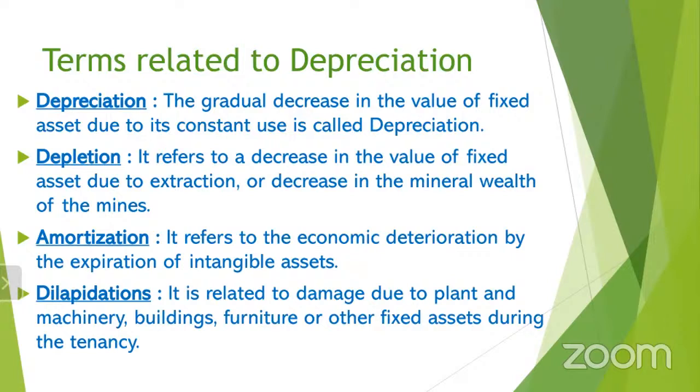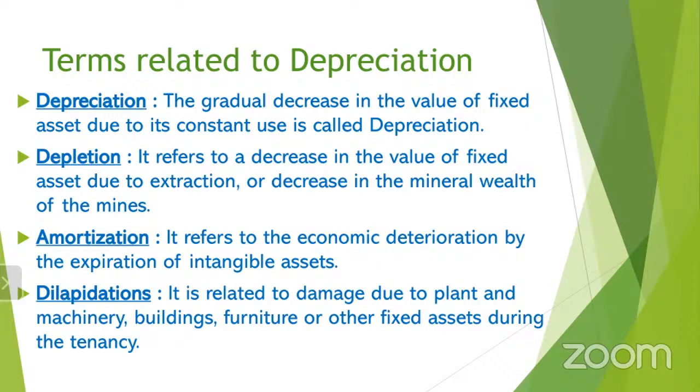The gradual decrease in the value of fixed assets due to its constant use is called depreciation. If we use an asset continuously, it will reduce the condition of the asset. For example, in our house also we can observe that old electronic goods, the condition of the asset will be decreased.